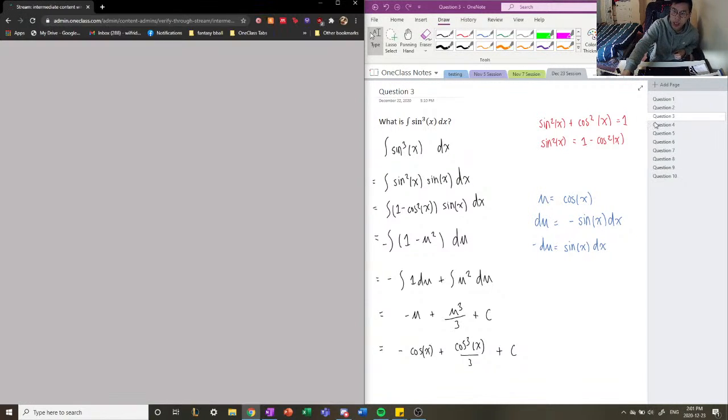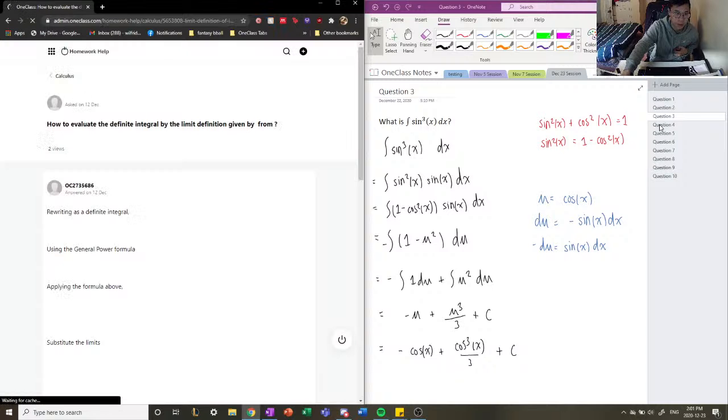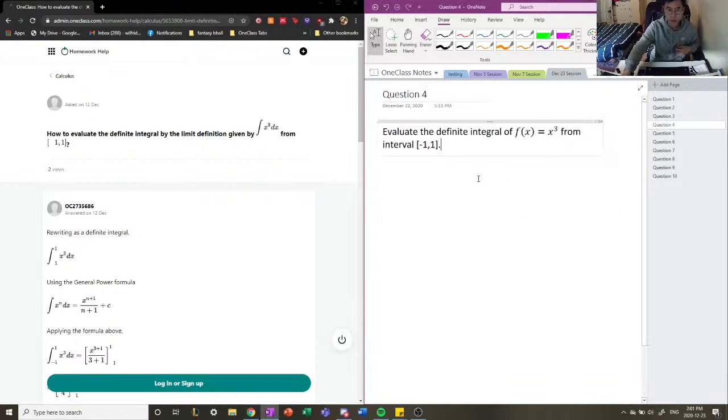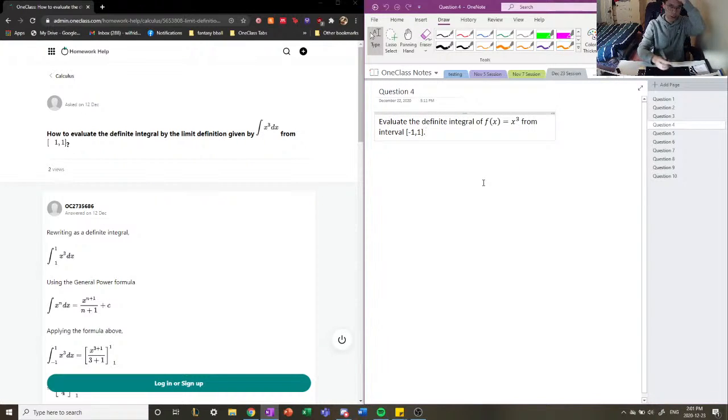All right, let's move on to question number 4. Evaluate the definite integral of f of x equals x cubed over the interval negative 1 to 1. In the original question, they asked us to use the limit definition of the integral, so they want us to calculate the integral of x cubed dx.